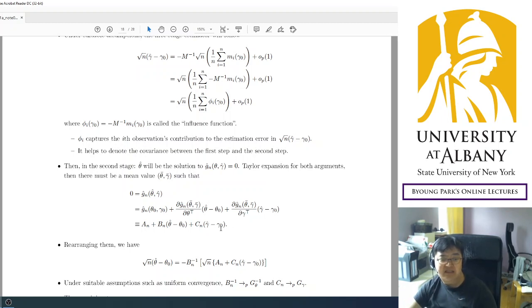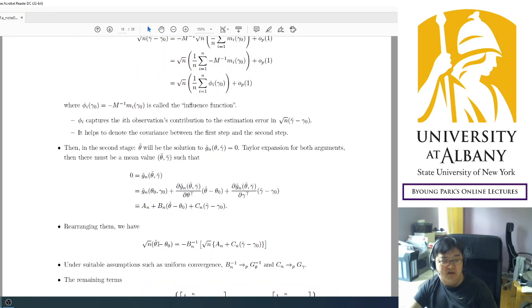And gamma hat minus gamma 0 is known. So in principle, you know everything. So you can just rearrange. So let's see. If you rearrange, what we need is square root n times theta hat minus theta 0. And simple math gives you minus Bn inverse and square root n An Cn gamma hat minus gamma 0.